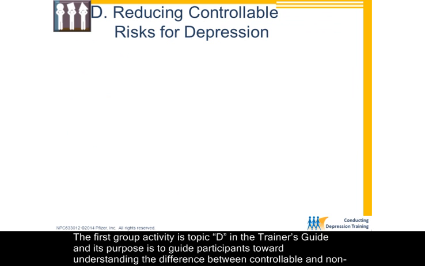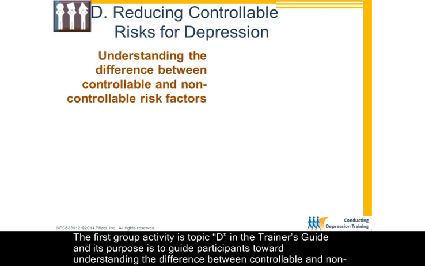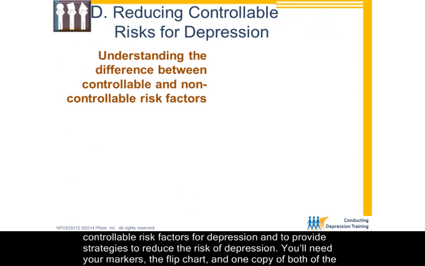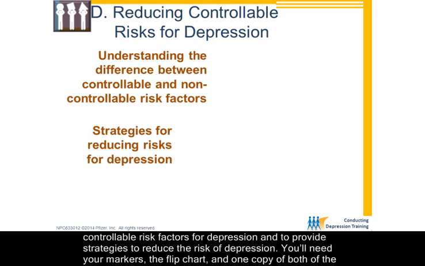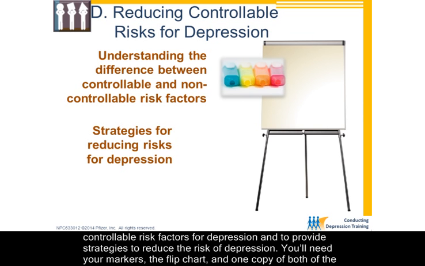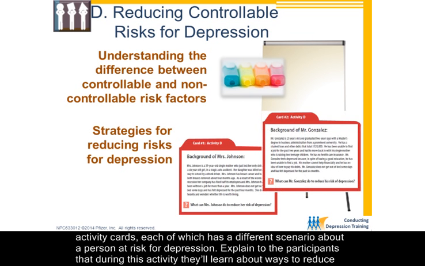The first group activity is Topic D in the Trainer's Guide, and its purpose is to guide participants toward understanding the difference between controllable and non-controllable risk factors for depression, and to provide strategies to reduce the risk of depression. You'll need your markers, the flip chart, and one copy of both of the activity cards, each of which has a different scenario about a person at risk for depression.